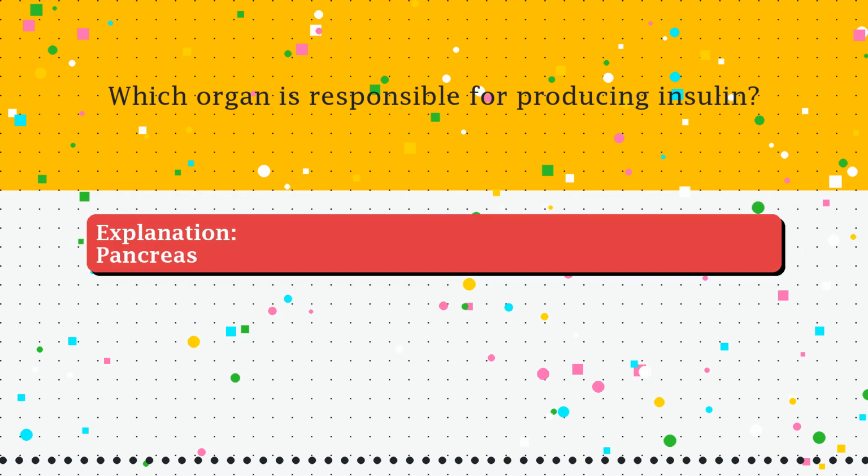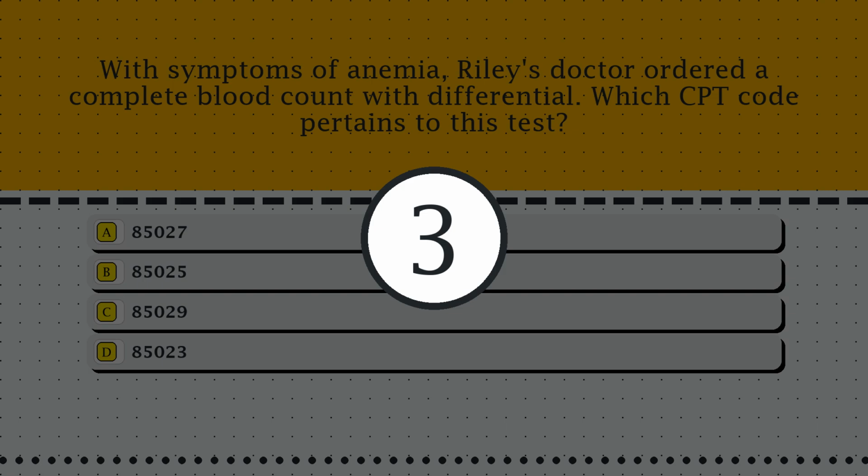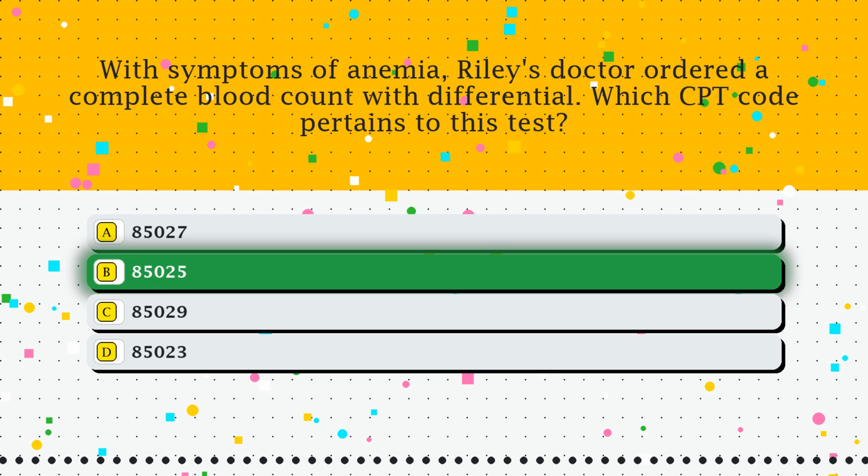Question 244. With symptoms of anemia, Riley's doctor ordered a complete blood count with differential. Which CPT code pertains to this test? Option A, 85027, option B, 85025, option C, 85029, option D, 85023. The correct answer is option B, 85025.